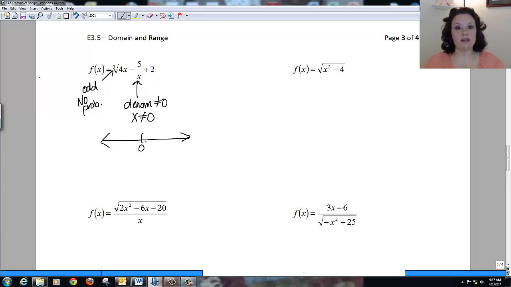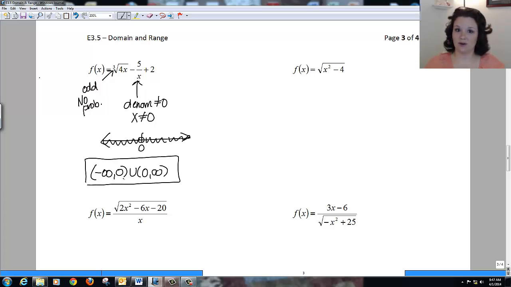So wherever 0 is on my graph, I would put an open circle there, and it can be anything else. So that means it can be from negative infinity to 0, and then on the other side of 0 out to infinity. Okay, with parentheses because we're not including 0. All right, so this next one is going over what I just talked about.